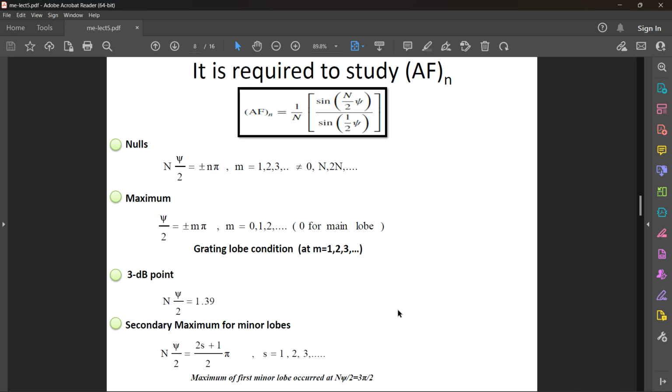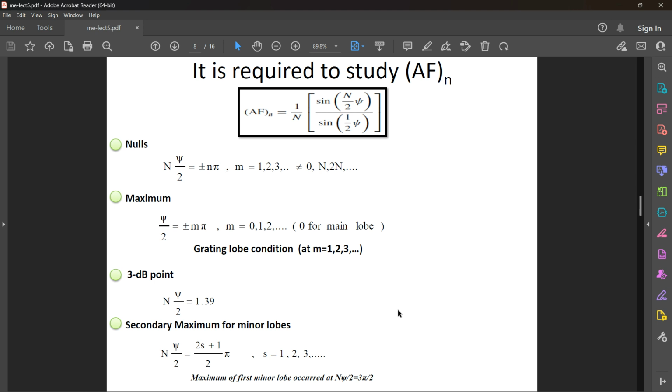We look in detail at the array factor to know how the nulls, maximum, 3 dB point, and secondary maxima occur in broadside as well as endfire arrays. So we know the array factor formula, which is 1 by N into sin(N psi by 2) divided by sin(psi by 2). For nulls in the radiation pattern, N psi by 2 is equal to plus or minus n pi.